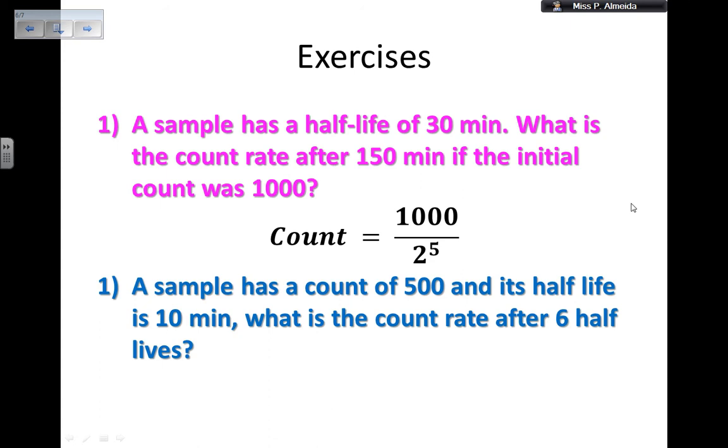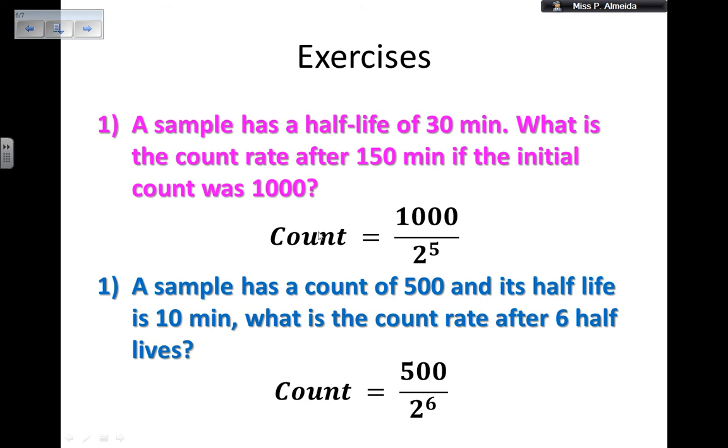The next one: a sample has a count of 500 and the half-life is 10 minutes. What is the count rate after 6 half-lives? So again, the initial count is 500, I have 6 half-lives, so I do the calculation: count equals 500 divided by 2 to the power of 6. So this is pretty easy. Sometimes they could ask for the initial count by giving you the count after a certain number of half-lives, so you may move around the exercises.